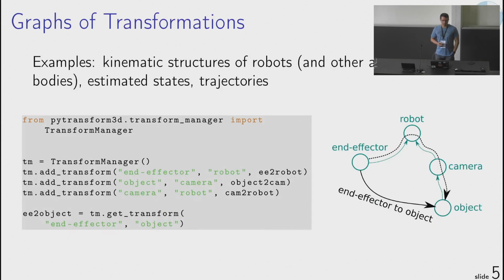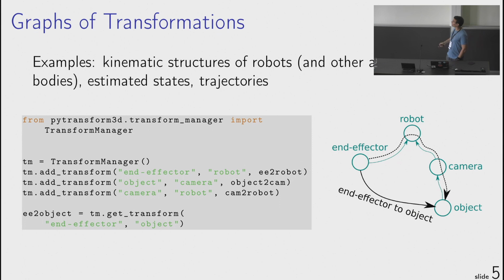And in the real world, things get a bit more complicated. What you usually have is not just one transformation, but graphs of transformations. An example for that is the kinematic structure of a robot. For that, you can use, for example, a tool like the Transform Manager from PyTransformPD to manage these. What you do here is you represent your frames as nodes, and the connections between the nodes, the edges, are transformations.